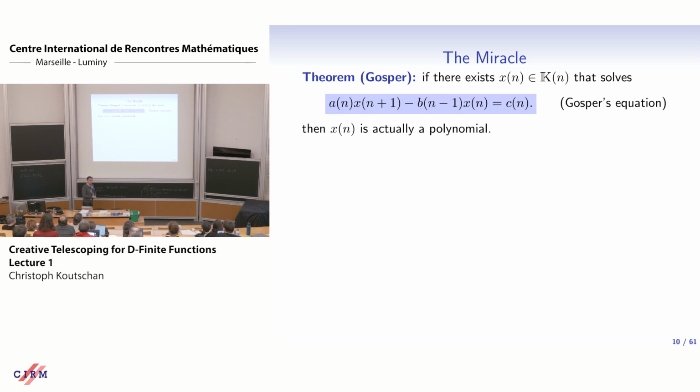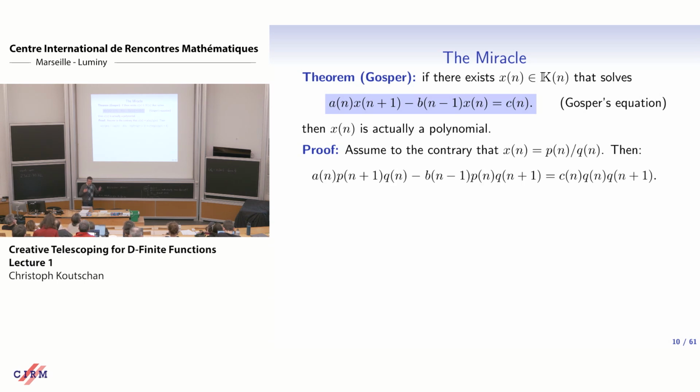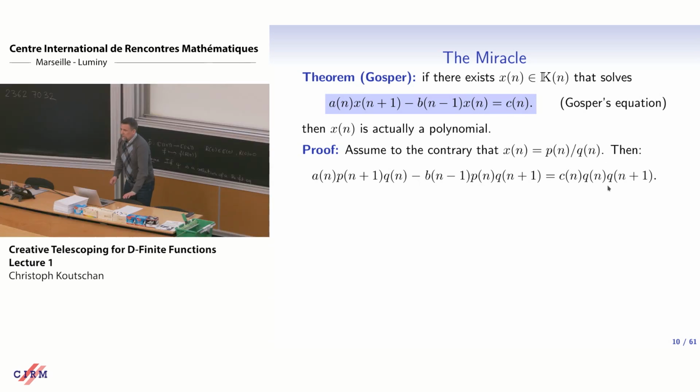Okay, every lecture should have a proof, so let's get around to this. Prove this statement that is not too complicated. So let's assume to the contrary that x is a true rational function with a numerator p of n and a non-trivial denominator q of n. Then what happens? Well, we plug it into the equation. So you see here the x of n plus 1 becomes p of n plus 1, and the denominator we multiply to all the other parts. And similarly, from this x of n, we get here this p of n, and the q of n goes everywhere else. So this is now our equation.